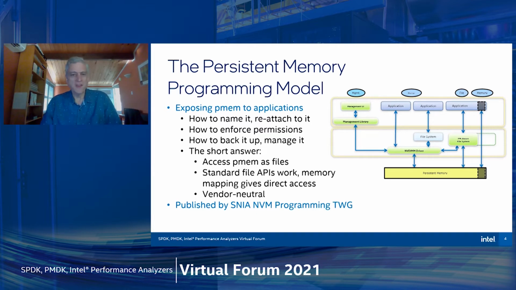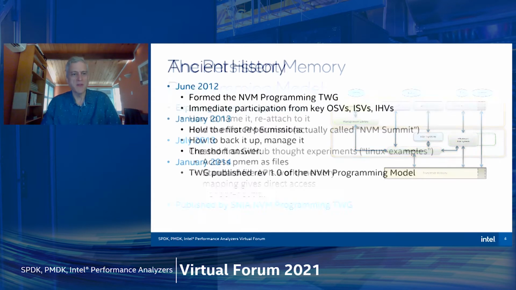And well, the short answer is it's done as if persistent memory is just a big file. So you access it like a file, you use the standard file APIs. When you memory map a file, that's what gives you the direct access to persistent memory. This came to be a very well understood and clean programming model that was published by the SNIA NVM Programming Technical Work Group. And if we go into the next slide, I'll kind of show you the timeline there.